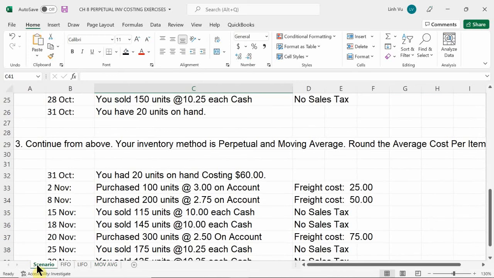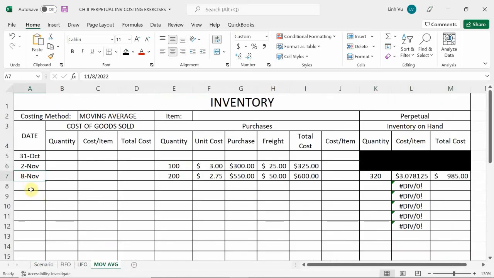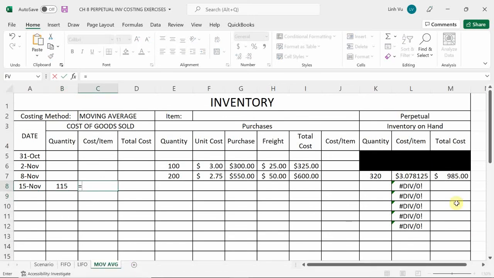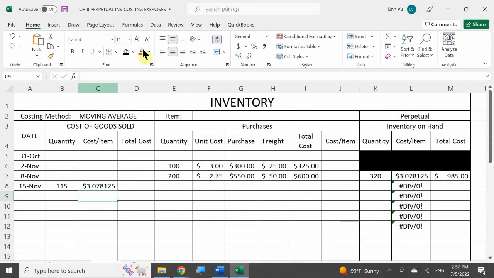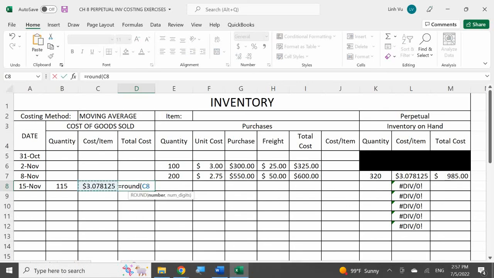November 15, you end up selling 115 units. On November 15, you sold 115 units. What's currently my average cost right now? 3.078125. So in this case, what is going to be my total cost of goods sold? 406.